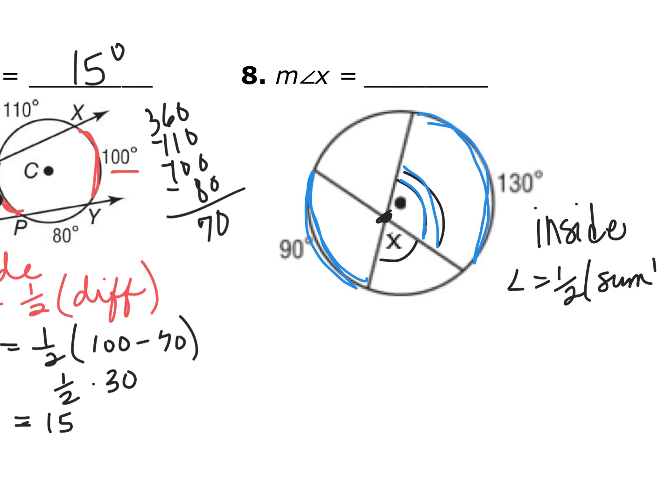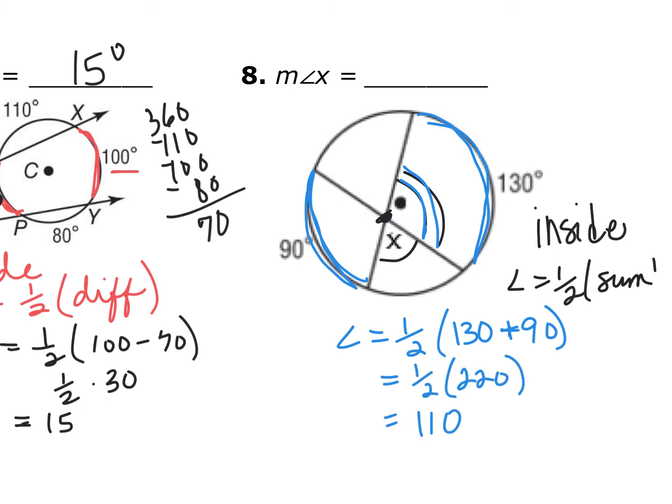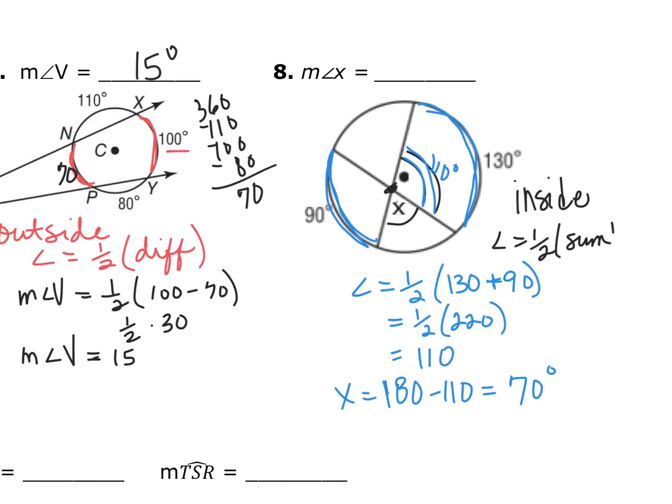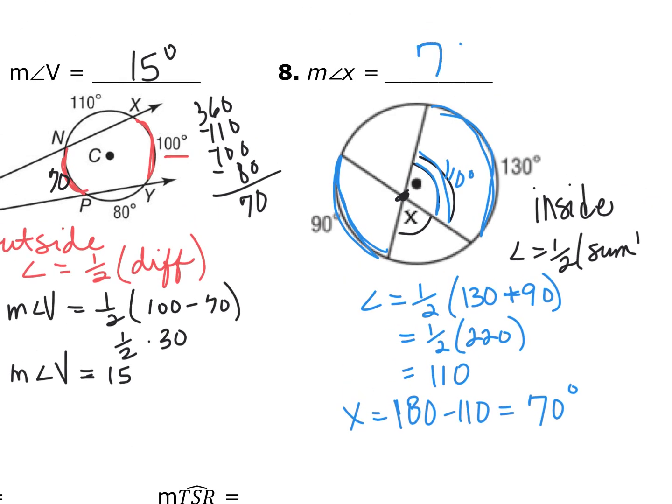So we have our angle is half of 130 plus 90, because it's inside, we're going to use the sum. So we have that is equal to half of 220. Okay, so this angle is 110. So we take 180 and subtract 110 to find our x value. And that's 70 degrees. So the measure of angle x is 70 degrees.